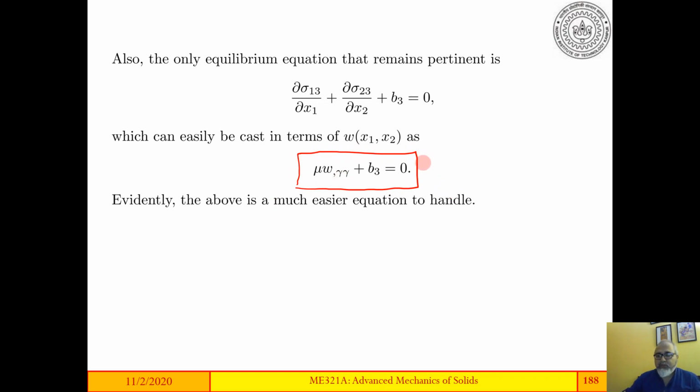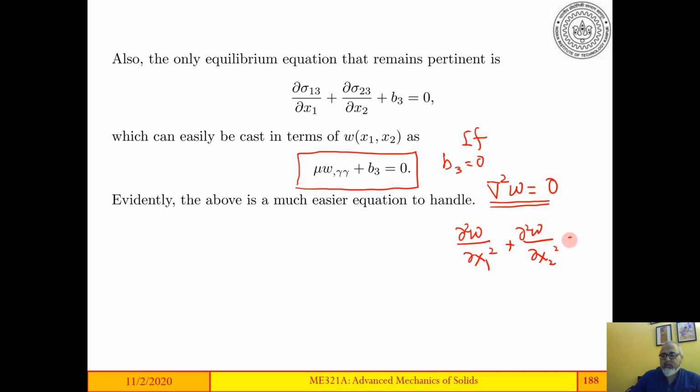In fact, when body forces are absent, when b3 is also equal to 0, then what you have is del square w equal to 0, where this del square w is simply del square w del x1 square plus del square w del x2 square. So this is what you will have to solve. You will have to basically find a function which satisfies the harmonic equation and the boundary conditions given for the problem, and then you have found the solution. Remember, for a linear elasticity problem, the solutions are always unique.